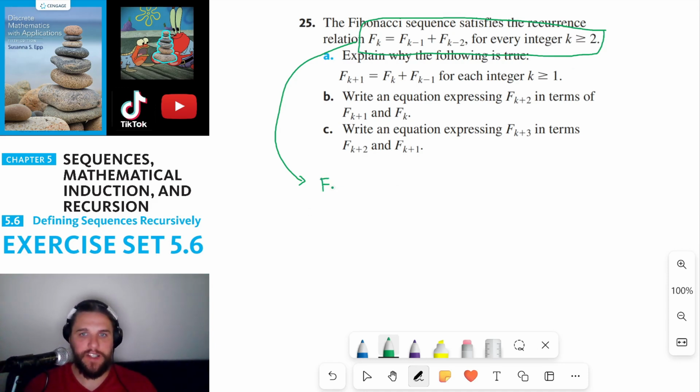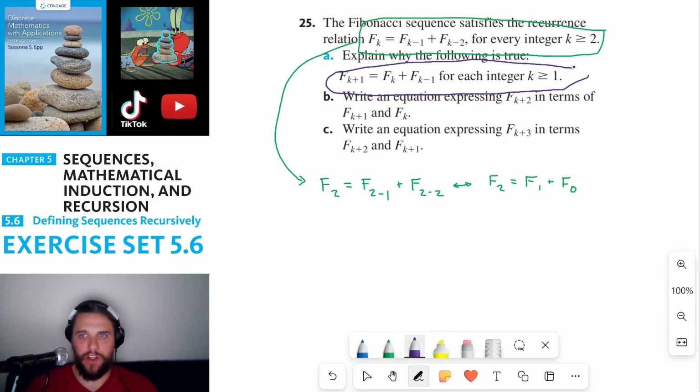The first instance of this recurrence relation says that f sub 2 equals f sub 2 minus 1 plus f sub 2 minus 2, which is the same thing as saying that f sub 2 equals f sub 1 plus f sub 0. This is the first instance of the Fibonacci recurrence relation being applied. Now, under this recurrence relation, we can plug in values as low as k equals 1.